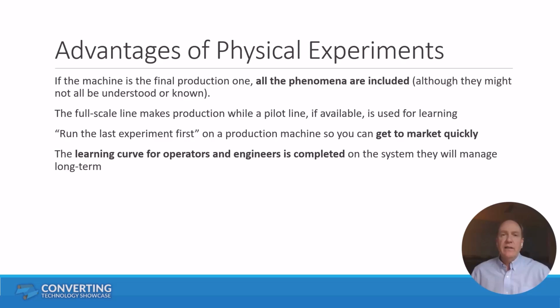And if you have a pilot line in conjunction with the full-scale line, you can do learning on the pilot line without interrupting the full-scale line. So that's an advantage in that case, provided that you know how to translate what you learn on the pilot line to the full scale, which is sometimes harder to do than it sounds. The idea of running the last experiment first, so that you can get to market quickly. If everything works out well, you might just succeed. And the learning curve for operators on that machine is completed. As soon as they learn how to run that process, they're ready to make production.